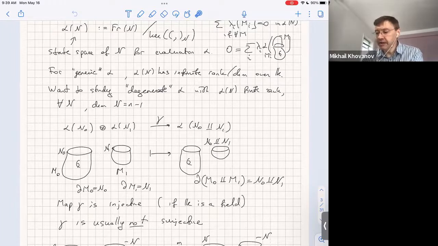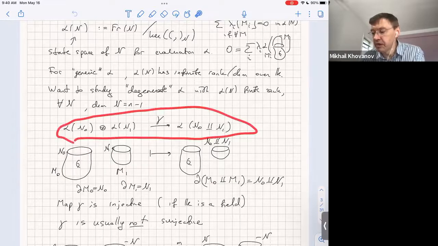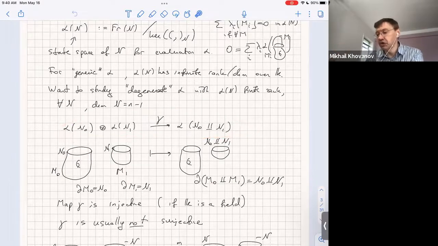So in the setup, if you have a state space for N0, so alpha of N0 is a state space, from all the manifolds that bound N0 modulo kernel relations, you have an inclusion from the tensor product of the state space for N0 and the state space for N1 into the state space for N0 union N1. You can just take M0 which bounds N0, M1 which bounds N1, and take their disjoint union M0, M1, and that bounds N0 union N1. And that induces a map. So this map, when the ground ring is a field, is injective.